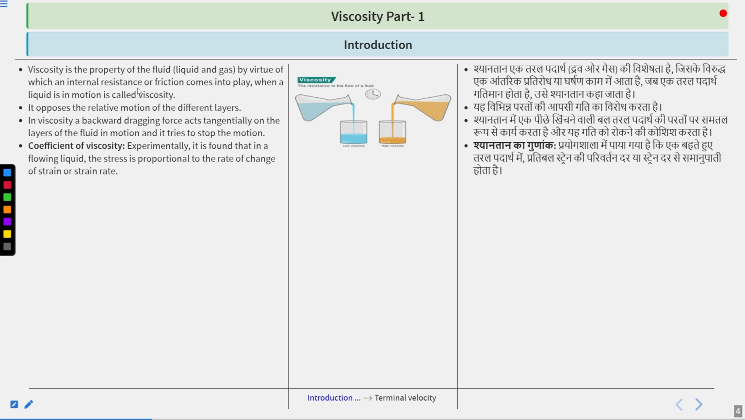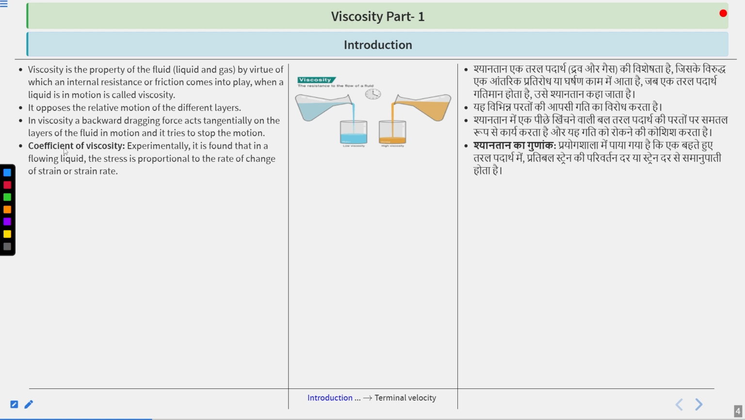Now what is the coefficient of viscosity? So far we have talked about viscosity. We know viscosity is the property of internal resistance of friction in a fluid. It opposes the relative motion of the different layers of fluid, and it is a backward dragging force that acts tangentially on the layers of the fluid in motion and tries to stop it. Now let's talk about the coefficient of viscosity. What is the coefficient of viscosity?